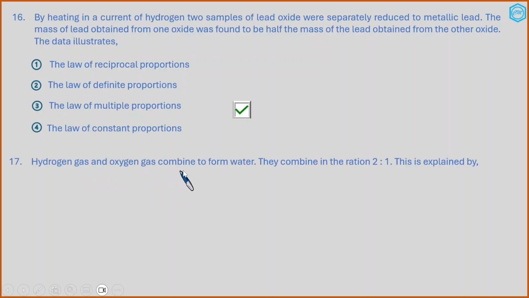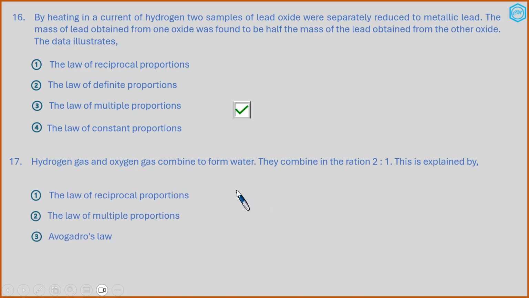Hydrogen gas and oxygen gas combine to form water. They combine in the ratio 2:1. This is explained by the law of reciprocal proportions, law of multiple proportion, Avogadro's law, Gay-Lussac's law of gaseous volume. In gaseous reactions, gases combine in simple ratio. So here hydrogen and oxygen combine to form water. The ratio is 2:1. So the law explained is Gay-Lussac's law of gaseous volume.